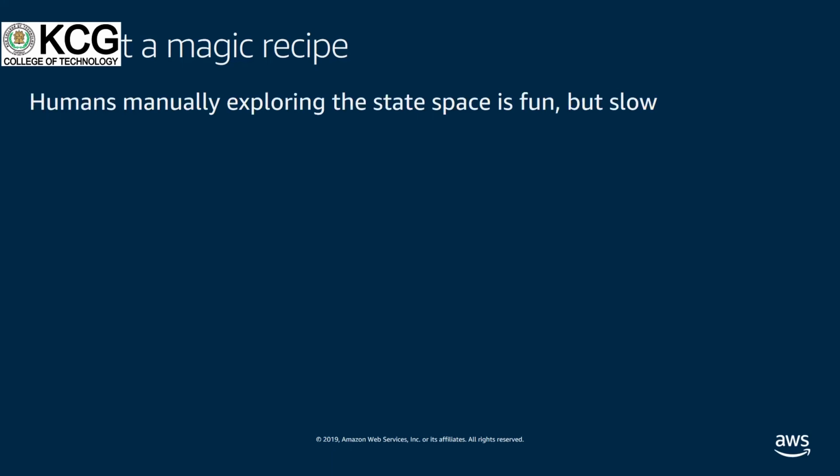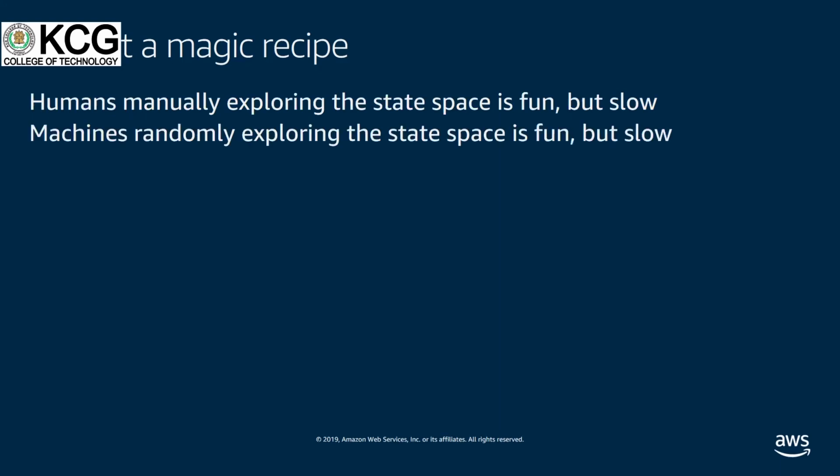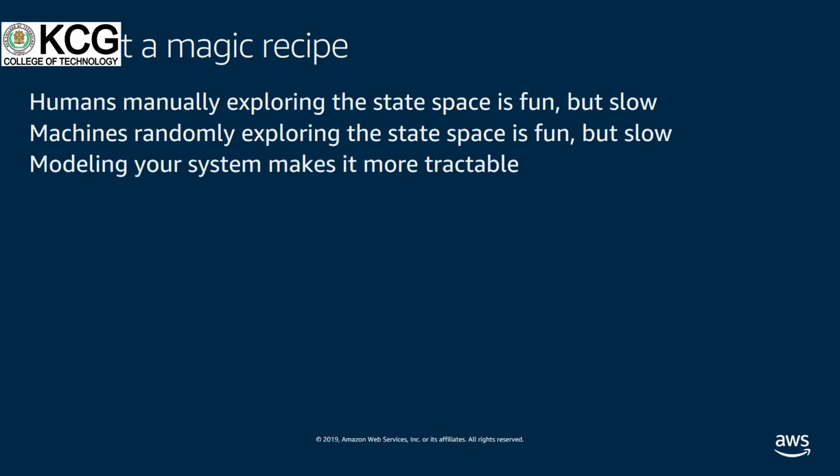So we spoke about this, humans exploring the state space. Yeah, it could be fun, but it's super slow. Same thing with machines, which is how we do it today: we have SIMs, we have IDS, we have IPS. Again, the scale doesn't match. It's faster than the human, but still slow, right? Modeling your system is the only way you can do this.